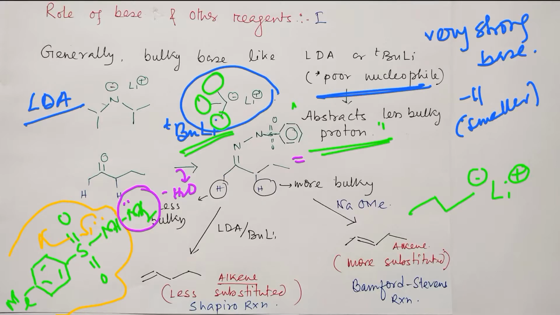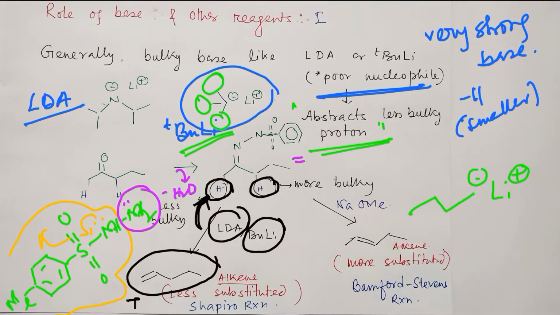Interestingly, for this purpose, if there are two types of proton, for example here, this proton is more bulky, whereas this methyl proton, CH3 proton, is less bulky, and if you do the reaction with a very strong base like LDA or butyl lithium, then this less bulky proton, meaning this one, is abstracted and we get a less substituted alkene. This product is actually the KCP, or kinetically controlled product. So less substituted alkene is produced in the Shapiro reaction, and that is kinetically controlled.